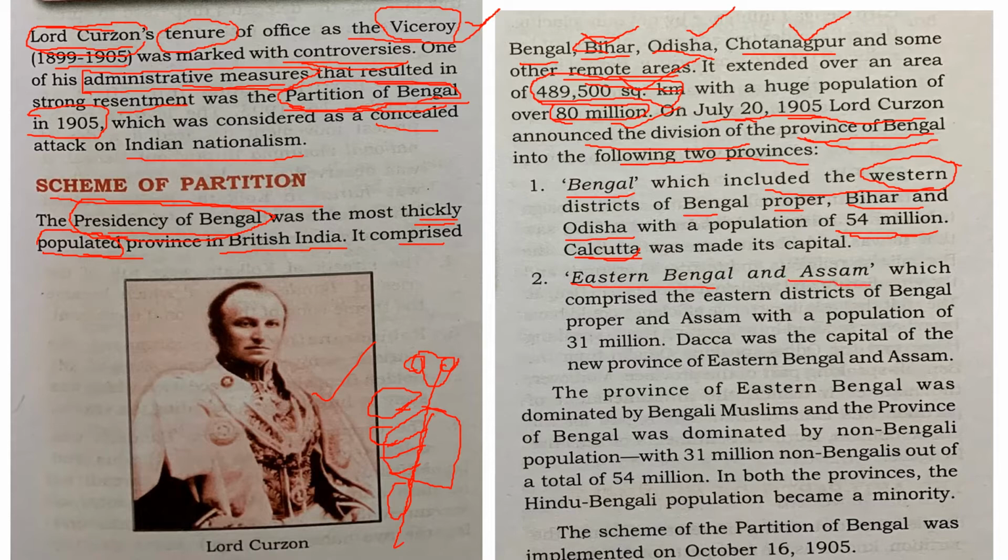And the other part is called East Bengal and Assam. So it comprised the eastern districts of Bengal and Assam with a population of 31 million. Now, I said this is Western Bengal, right? West Bengal with Bihar and Odisha. Now East Bengal. So the other part of Bengal that got divided was Eastern Bengal, that is the eastern districts of Bengal as well as Assam. So this was separated as another part.